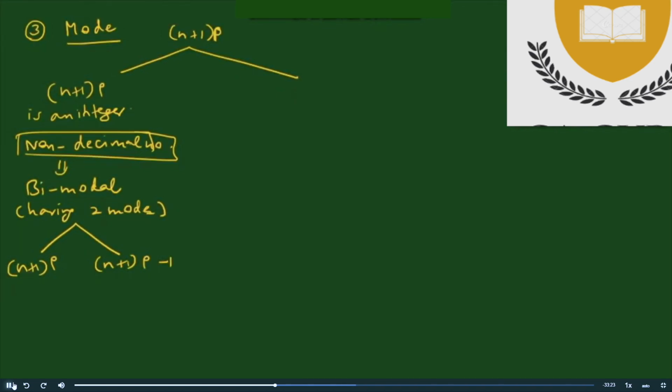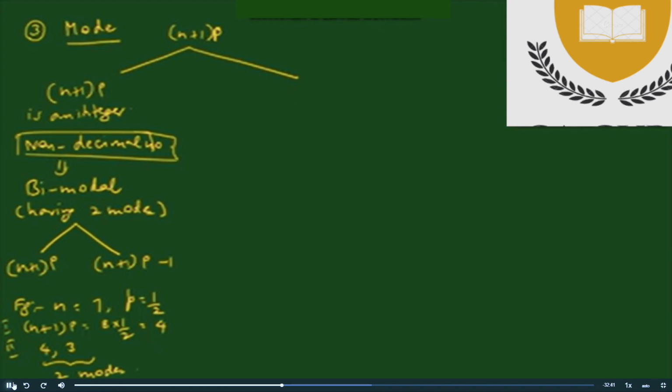For example, if your n is equal to 7, p is equal to 1 by 2. First you have to compute. The question will be to calculate the mode. So the first step is to calculate (n plus 1) into p, which is 7 plus 1, 8, into 1 by 2, which is 4. It is an integer, correct? So when it is a non-decimal number, if it is an integer, then you will have two modes. One mode will be this (n plus 1) into p, and that number minus 1, which is 3, will be the other mode.